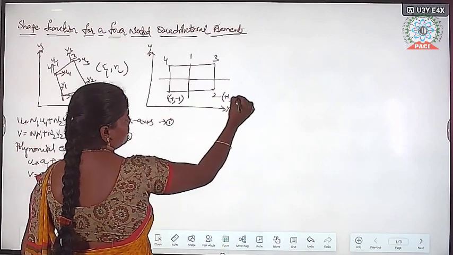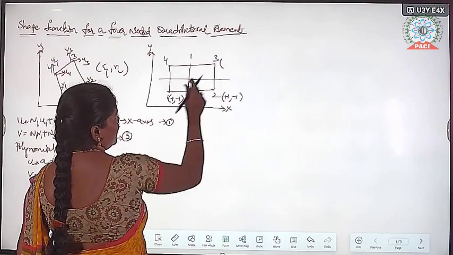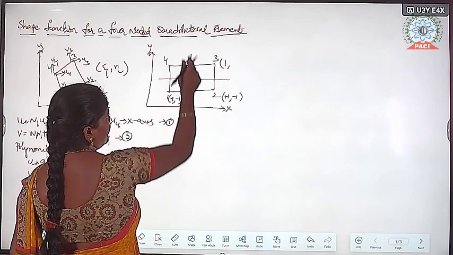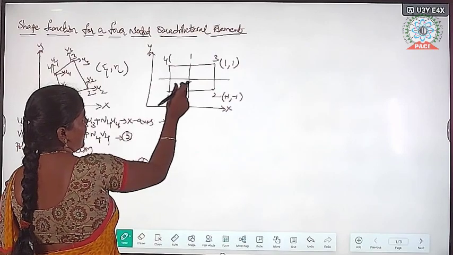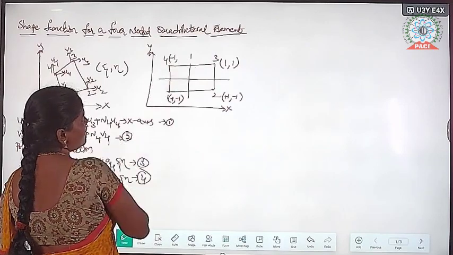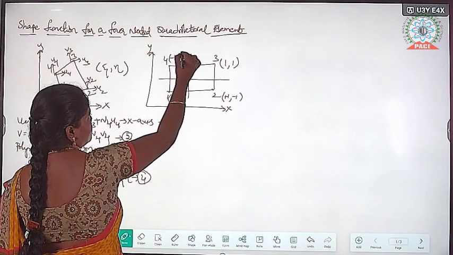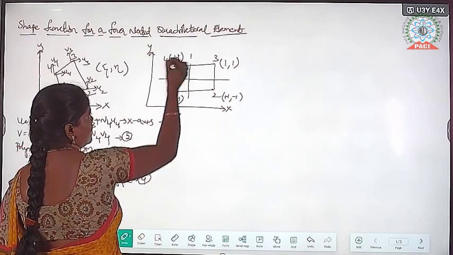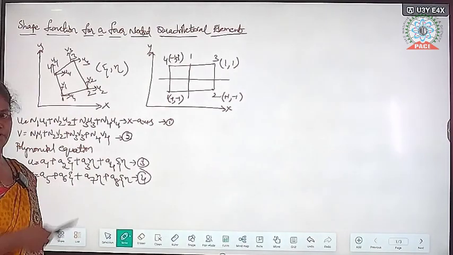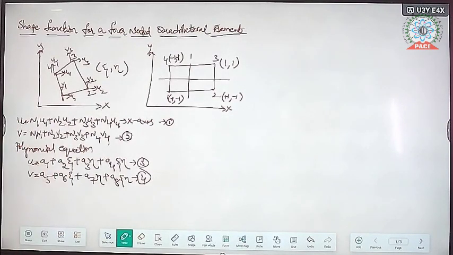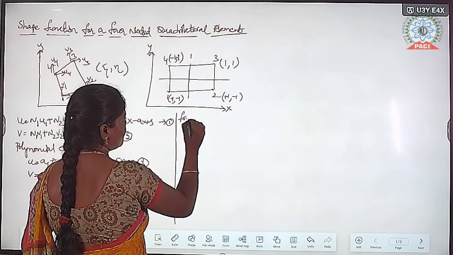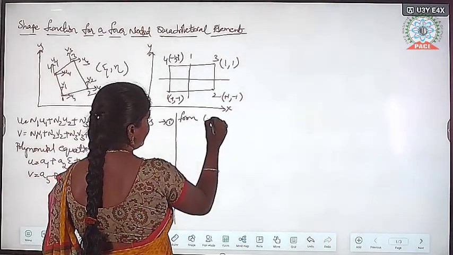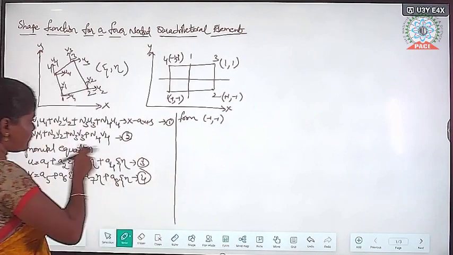For node 3, the x axis is positive 1 and the y axis is also positive. And for node 4, the x axis is in the negative direction and the y axis in the upward direction, so plus 1. These are the 4 coordinates for the rectangular element. These 4 coordinates have to be substituted in the third equation. From the first coordinate, minus 1 comma minus 1, we take u as u1.